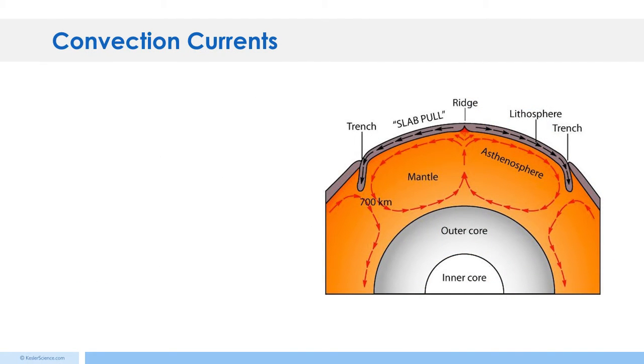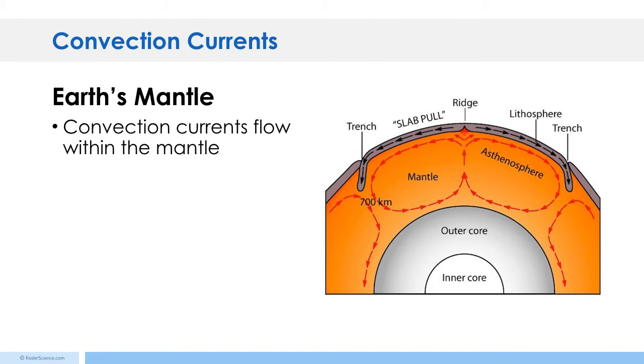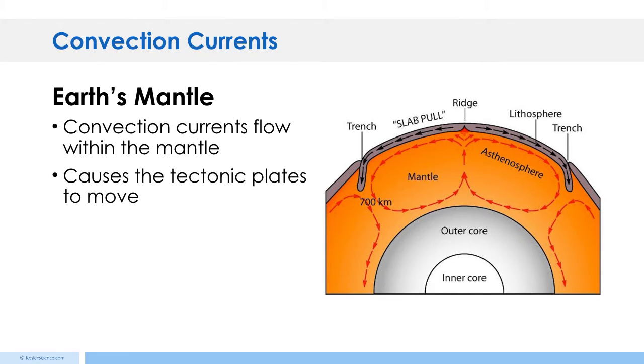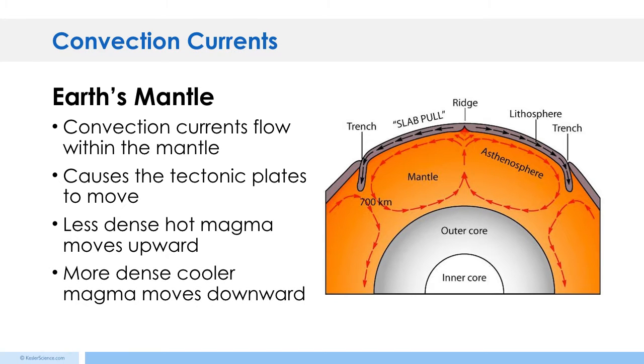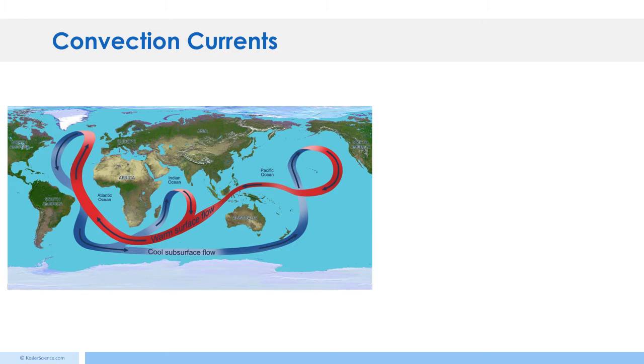So this slide here is talking about Earth's convection currents within the mantle. We know that the convection currents flow within the mantle and cause plate tectonics. And we know that less dense magma moves up, and that's the hotter magma, and that the cooler magma moves back down. And this forms the circular motions of the currents within our mantle, which drives plate tectonics. Now, this same type of action happens within our oceans.